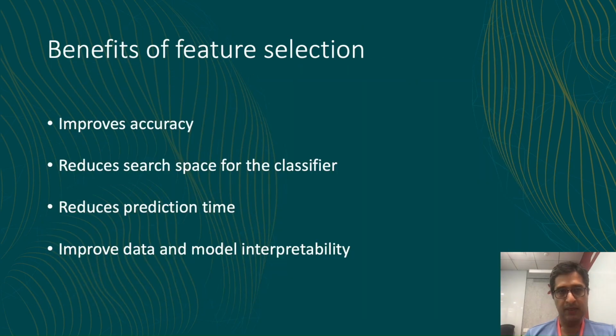So overall, feature selection has multiple benefits. It improves the overall accuracy of your models. It reduces the search space that the classifier has to search in terms of the features being used. There is a reduced prediction time because fewer features are being used, so the classifier or the regressor can be much quicker. And from an interpretability point of view, there are fewer features to be interpreted, especially in the L1 norm case. The lasso helps you out there.